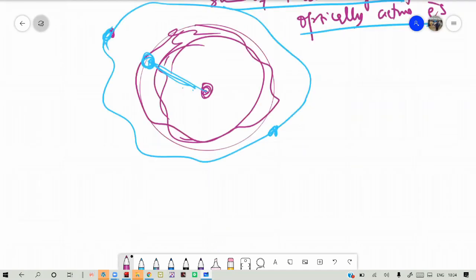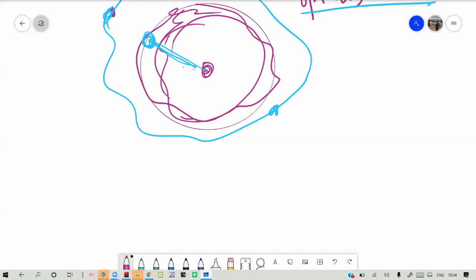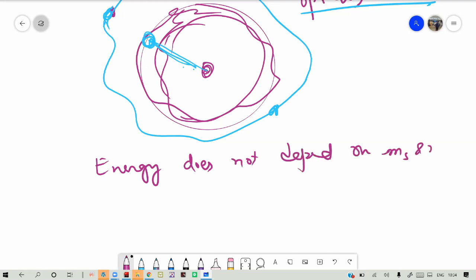Also, it is important to note that the energy does not depend on ml and ms, the space quantization number ml and the spin quantum number ms. So these states are degenerate, having different values of ml and ms corresponding to a given level.